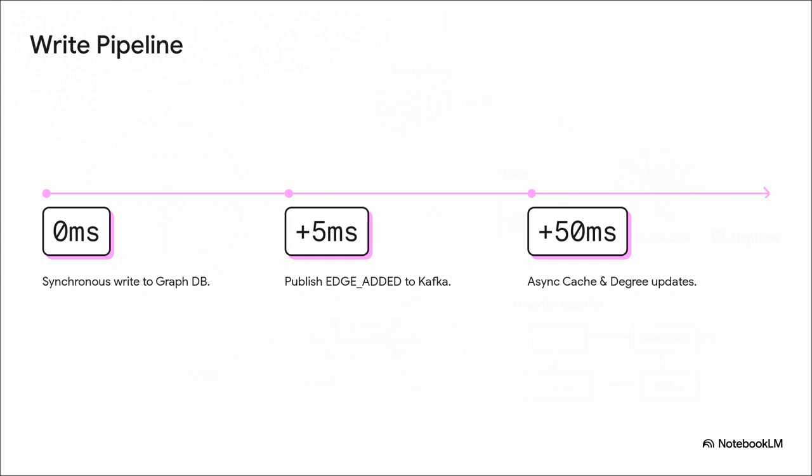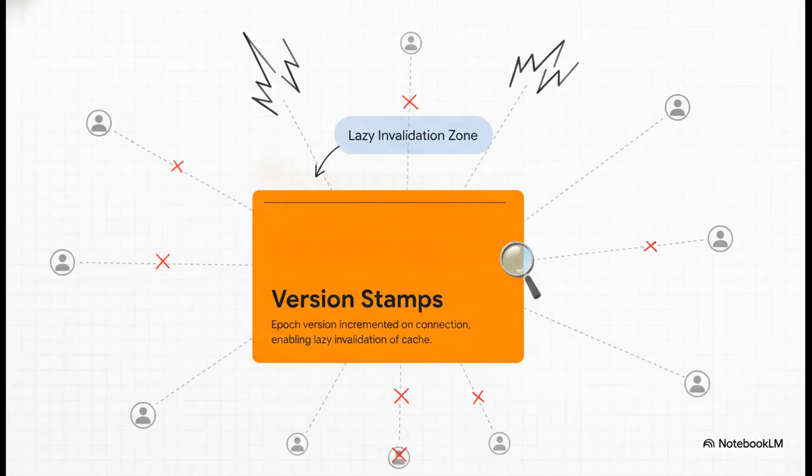Immediately after that, an edge_added event gets published to a Kafka topic. From there, two totally separate asynchronous consumers pick it up. You've got the cache invalidator, which clears out stale data, and the degree updater, which actively patches the new connection into our HBase sets. But wait, there is a massive hidden trap here, the cascading invalidation problem.